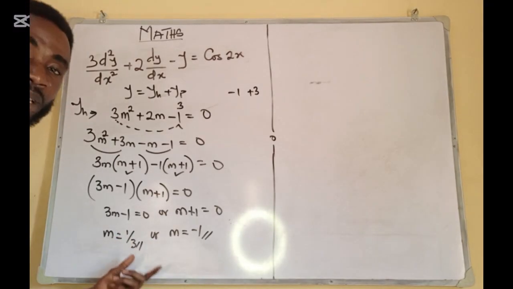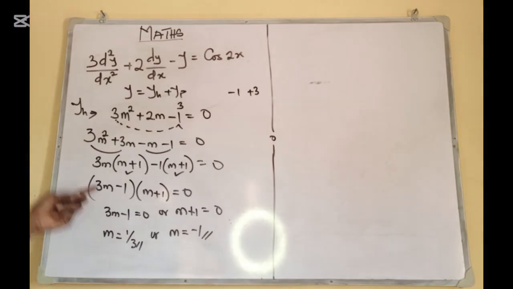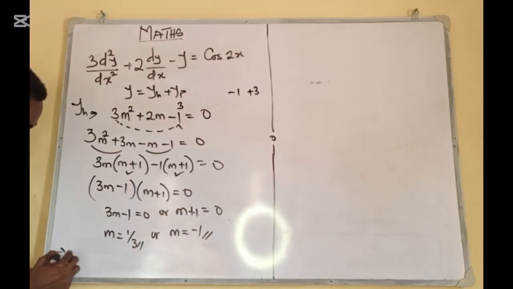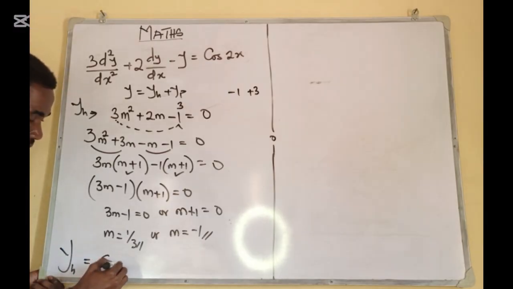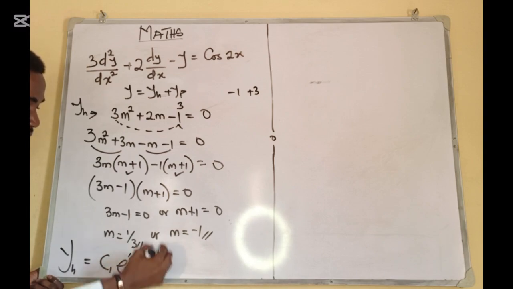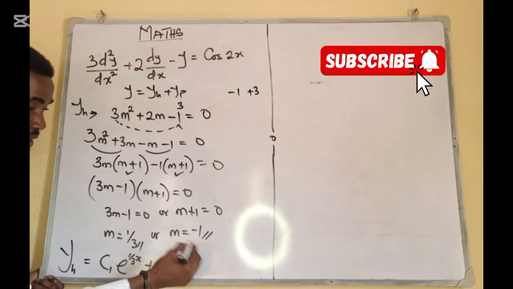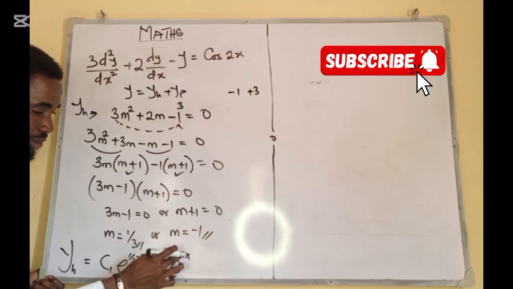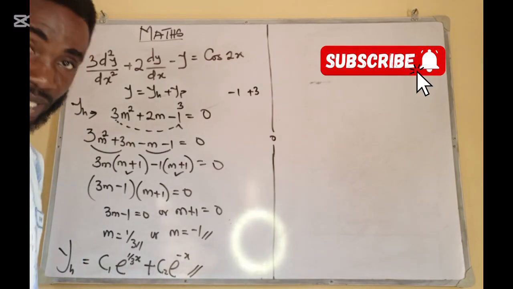Next, if you watch here now, we have real and distinct roots. Now, because we have real and distinct roots, we're going to apply the formula for the real and distinct roots for y homogeneous. Exactly. So my homogeneous part is going to be c1 exponential, now mx, my m here is what? 1 over 3 x. Exactly. Now plus c2 exponential minus 1, which is minus 1x, which is the same as minus x. So I've gotten the y homogeneous. Are we making sense? Good.